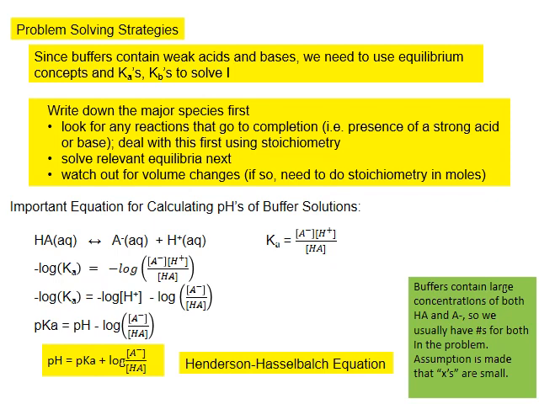There is an assumption that's typically made when using the Henderson-Hasselbalch equation, and that is that the initial concentrations of the buffer components are not changed very much by their adjustment to reach equilibrium. This is the same as assuming that the x's are small in our ice table calculations. For most buffer calculations, this assumption is totally valid.